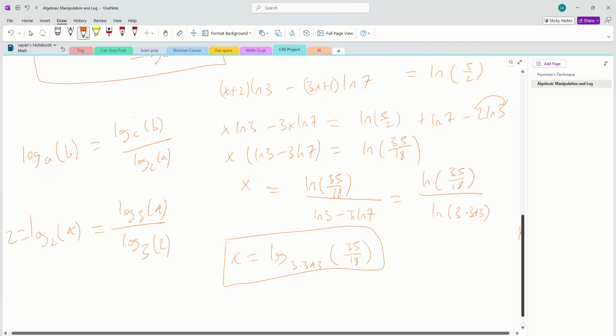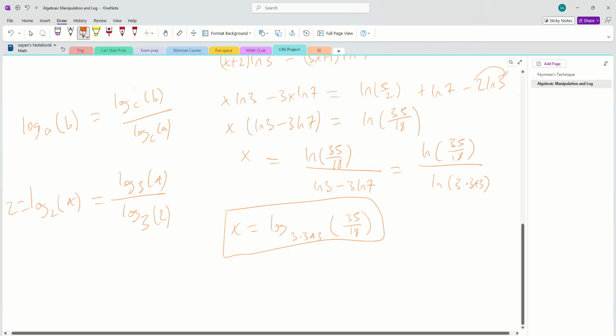In fact, most calculators don't even have log base, which is why change of base is so important to know, because this is what your calculator is going to accept, not that. I know I showed it in the inverse, but I just wanted to show it off.